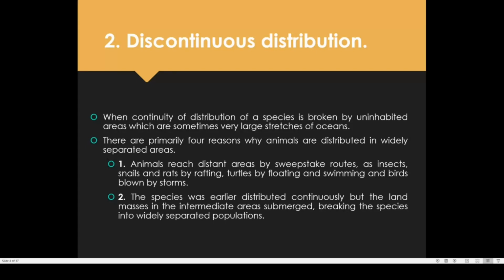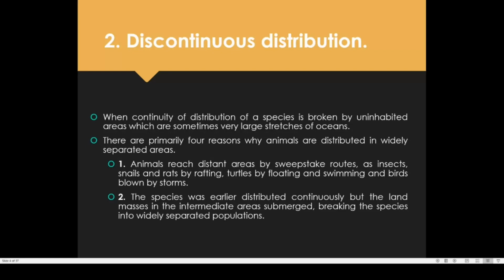Then the second type is discontinuous distribution. From the term itself, we can understand what discontinuous distribution is. There is no continuity in their distribution. The best example is the elephant. It is present in Africa. Then in the nearby area, for example, the Middle East, Gulf countries, Afghanistan, Pakistan, in such countries we cannot find any elephant. Then you come to the Indian subcontinent and go to Thailand, and we can find elephants. So elephants are present only in some selected areas. Such animals are known to exhibit discontinuous distribution.